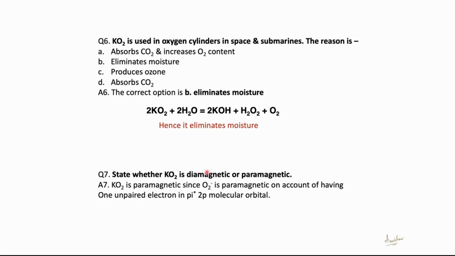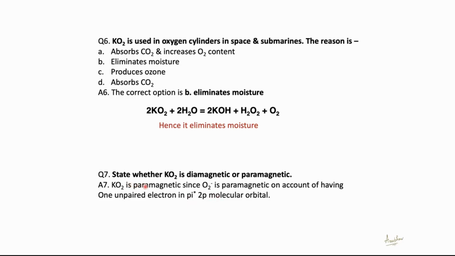Next question is state whether KO2, that is potassium superoxide, is diamagnetic or paramagnetic in nature. Now, whenever I teach about the MO, the molecular orbital of the homonuclear diatomic molecule, I'll show you how the molecular orbital is placed. For the time being, in case of O2 minus, there is one unpaired electron in the pi star 2p molecular orbital of the O2 minus species. That's why a single electron is present there.